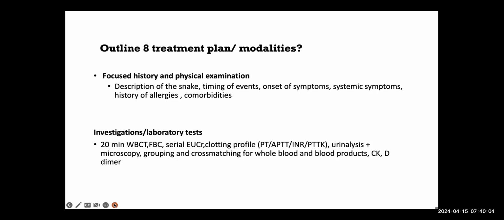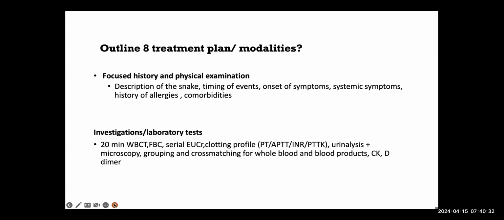Then for the investigations and laboratory tests, you want to do the classical one, which is your 20-minute whole blood clotting time, which is done in a glass tube in the accident and emergency. Then you want to do your full blood count, which is going to show if the patient also has infection or elevated WBC counts or thrombocytopenia, because the patient might have DIC also. So you might see thrombocytopenia in those patients.